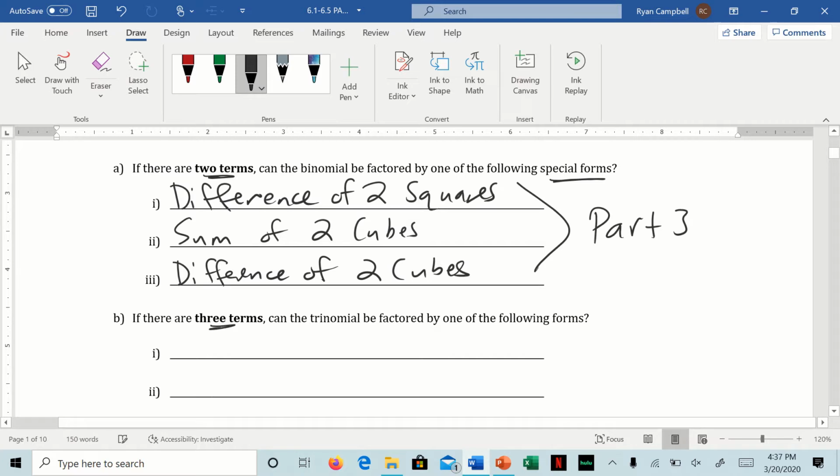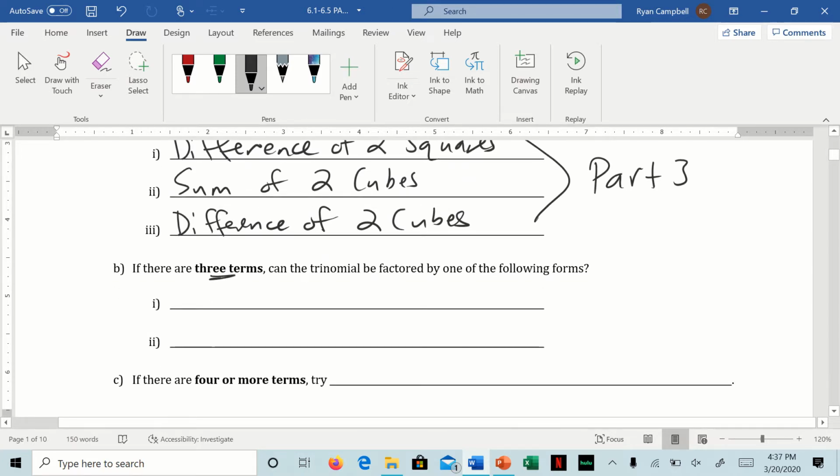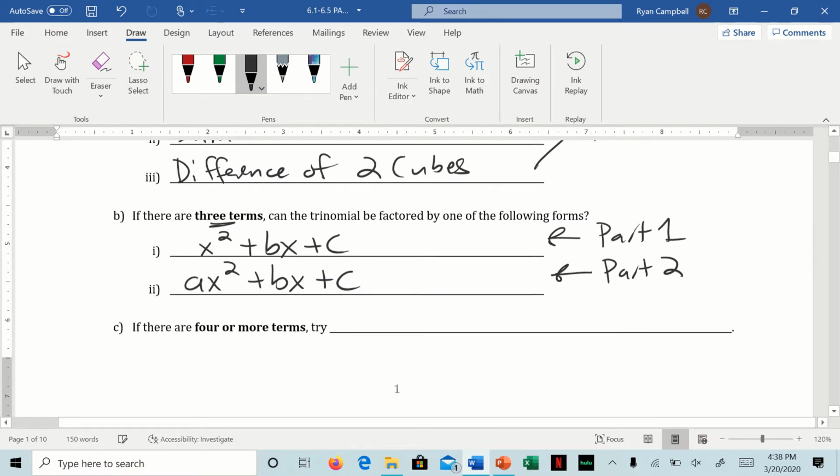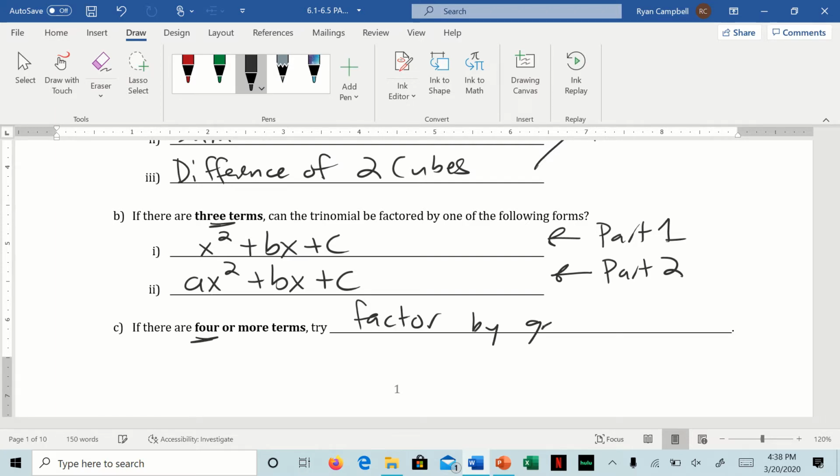If there are 3 terms, then we can factor it in the following way. It should look like x squared plus bx plus c, or ax squared plus bx plus c. If you need a refresher on that, the first one is all about part 1. The second one was in part 2. If it's 4 or more terms, specifically if it's 4 terms, try factor by grouping. The best way might just be factor by grouping.